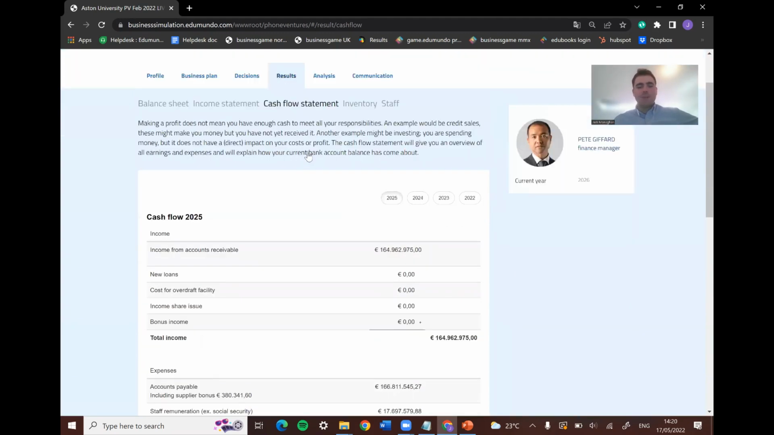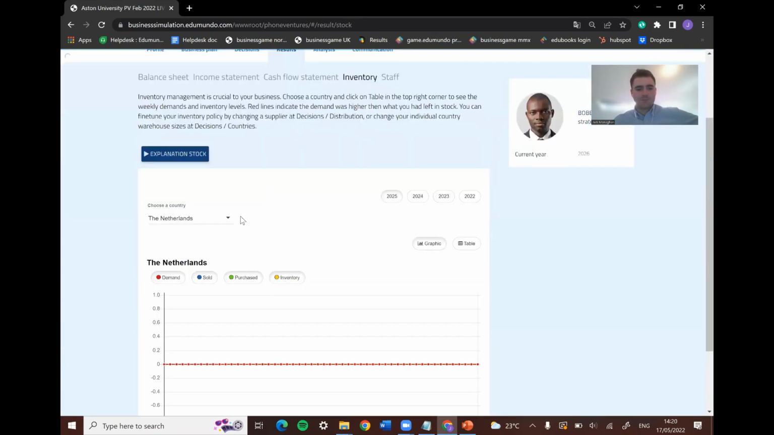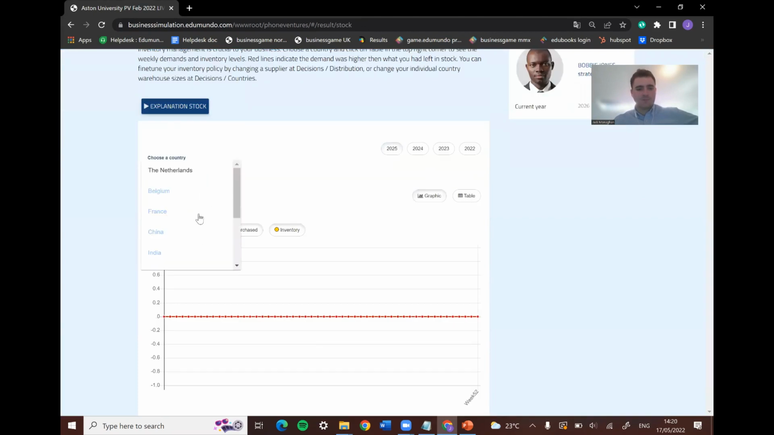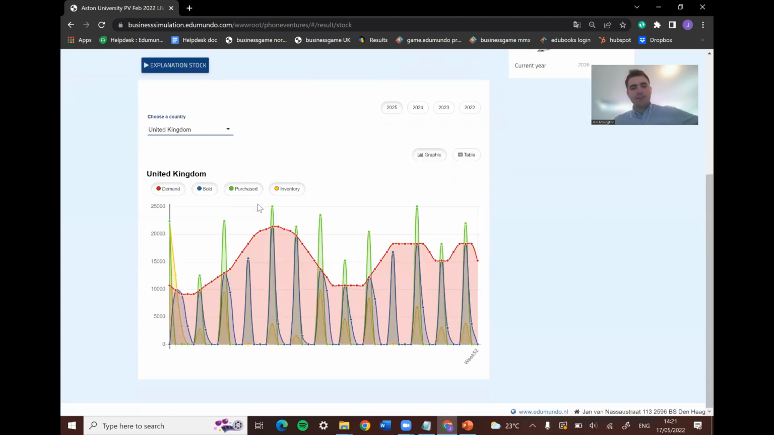Moving on to some non-financial documents, we're going to move to the inventory graphs and tables. We're going to select a country that we're operating in, so for example the United Kingdom, and here you'll see a nice little graph showing the demand and supply. Ideally, you always want to have the blue line, which is the amount that you've sold, in line with the red, which is essentially the total demand that you experienced during that week.